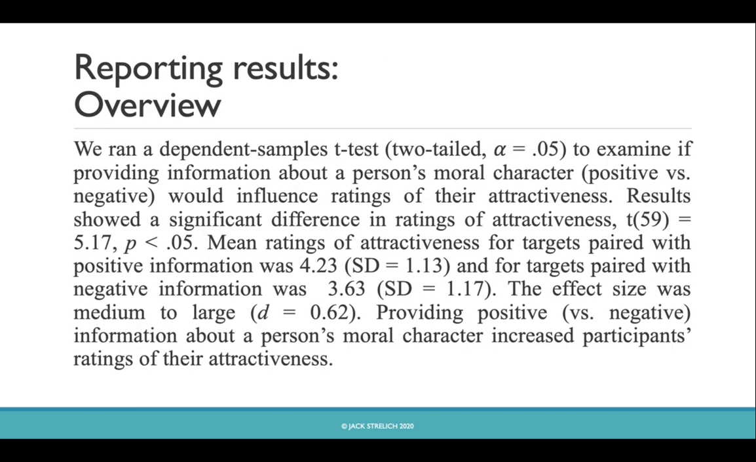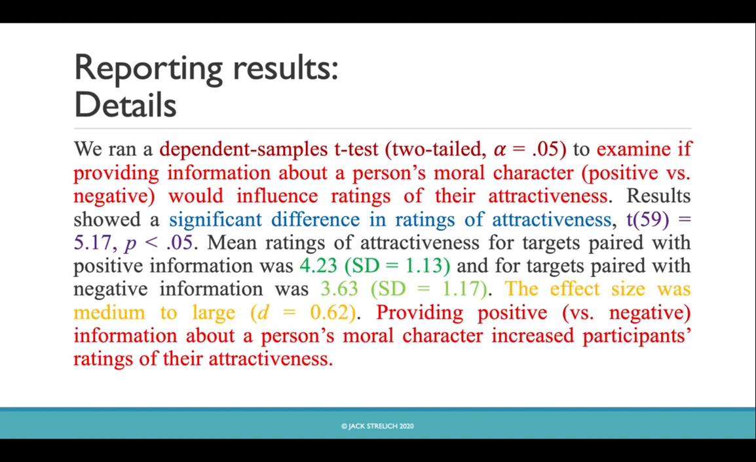We would report these results as follows. As with reporting results from a one-sample and independent samples t-test, there's a lot of specific information that we need to include here, but the way in which we include it is fairly formulaic and thus fairly straightforward. Let's walk through each of the components in turn. We begin by stating the type of test that we ran, a dependent samples t-test, stating whether it was one or two-tailed, here it was two-tailed, and stating the alpha level that we chose.